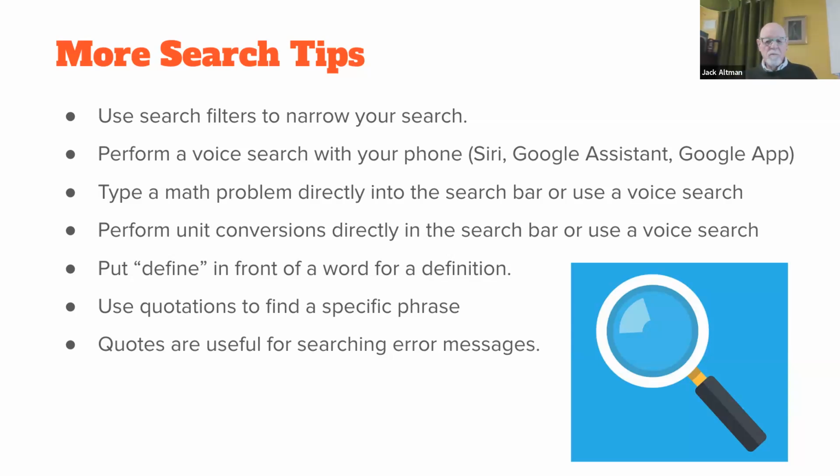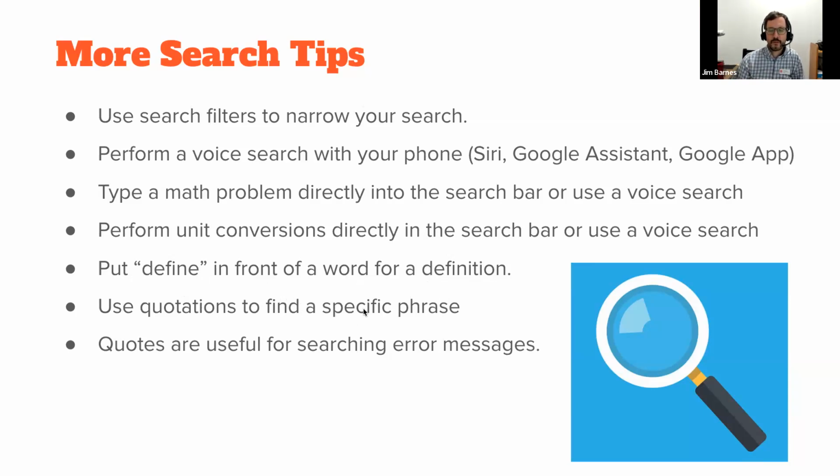If you're looking for a definition of a word, you can type define in front of the word for a definition. So, trying to think of a good example here. I was talking about washing machines. Define washing machine, and then that'll give you the definition of what that is. So that's kind of cool. You don't have to go to dictionary.com and then type in there.